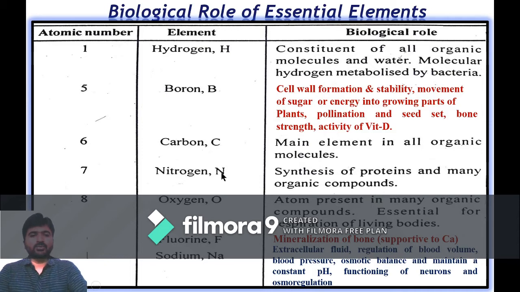The next one is nitrogen. Nitrogen is also very important in the synthesis of proteins and many organic compounds. And we also know that protein is one of the important components of the biological system, and these proteins are present in plants as well as in animals, and protein contains nitrogen. So we can say that nitrogen is a part of protein, or without nitrogen there will not be protein. So nitrogen is one of the important components in protein. So the next one is oxygen.